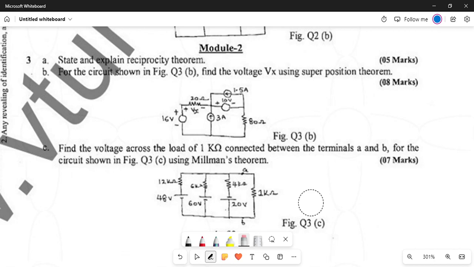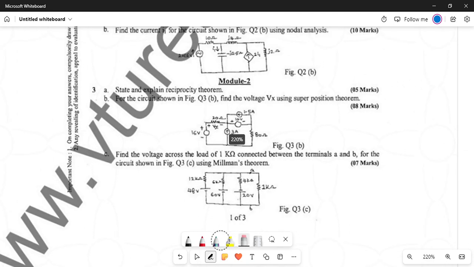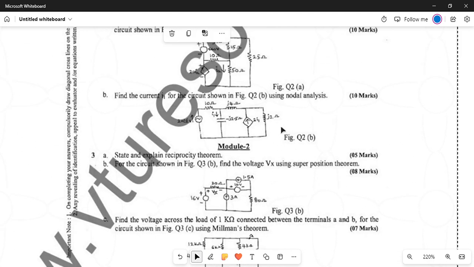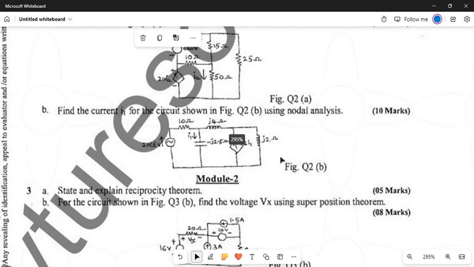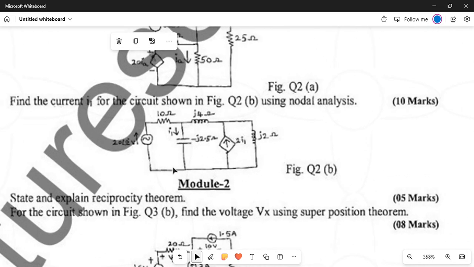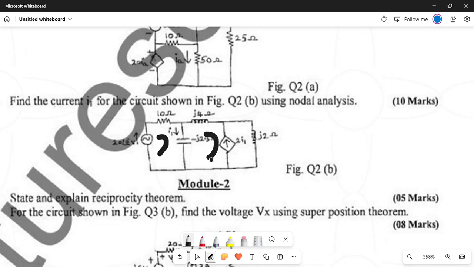If you try to see this diagram, just a minute, I'll push it up. See, this is one diagram using nodal analysis, correct? In this diagram you can solve with meshes, so you can have one mesh, two mesh, three mesh. You can consider mesh or node. The diagram that comes for mesh analysis also comes for node analysis, but you have to take it in terms of nodal analysis.